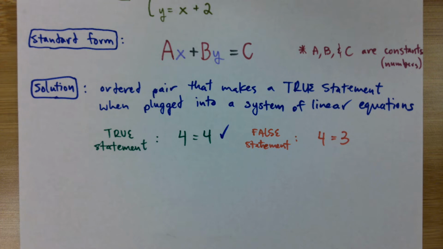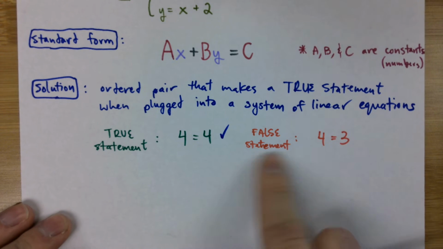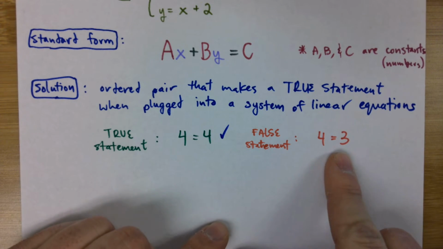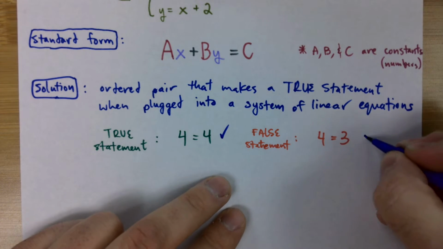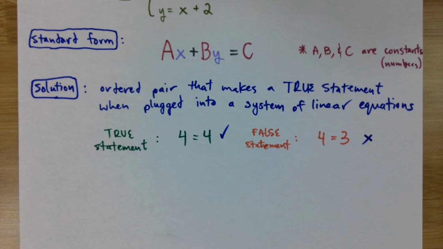No, I'm sorry. And whenever we see a false statement, like 4 equals 3, what we're going to do is put an X next to it like that. That tells us that that is not a true statement. That one's false.